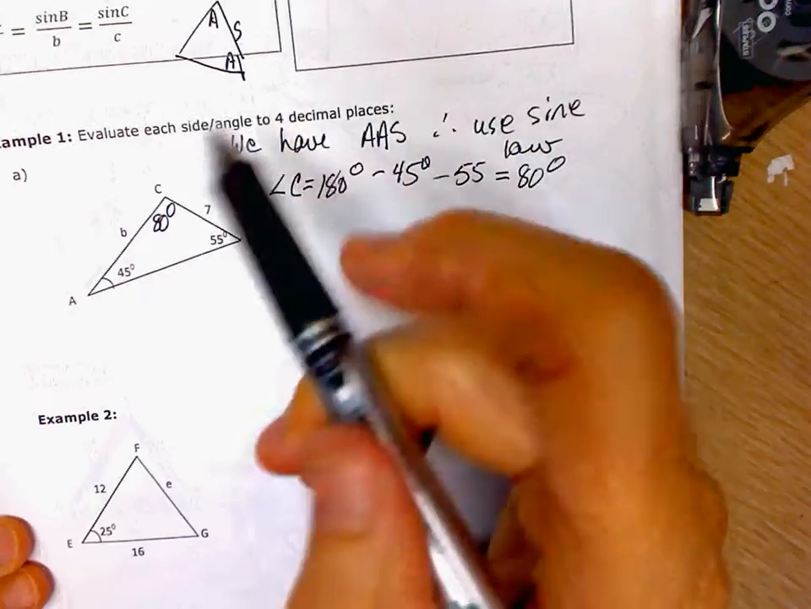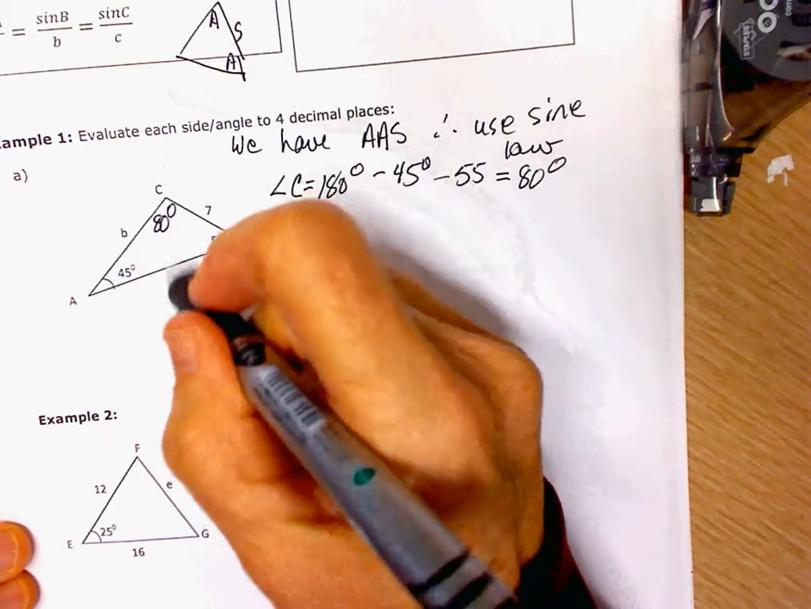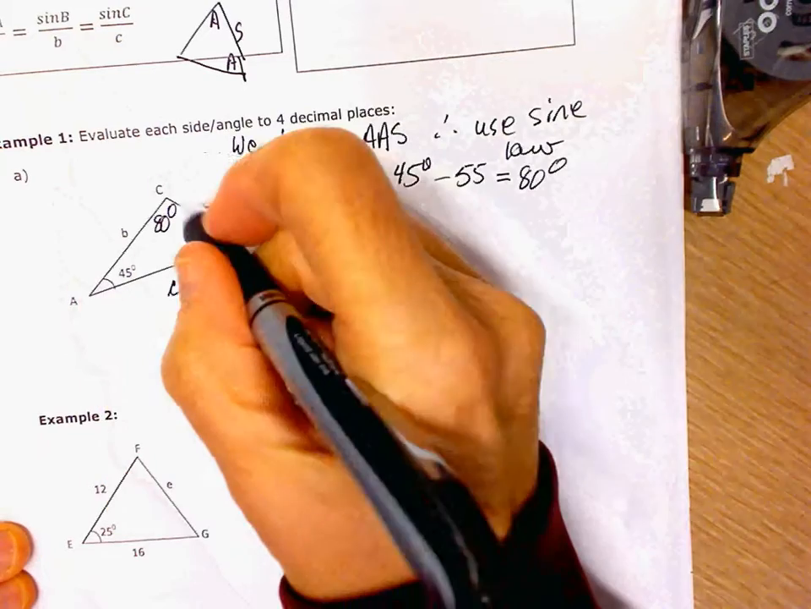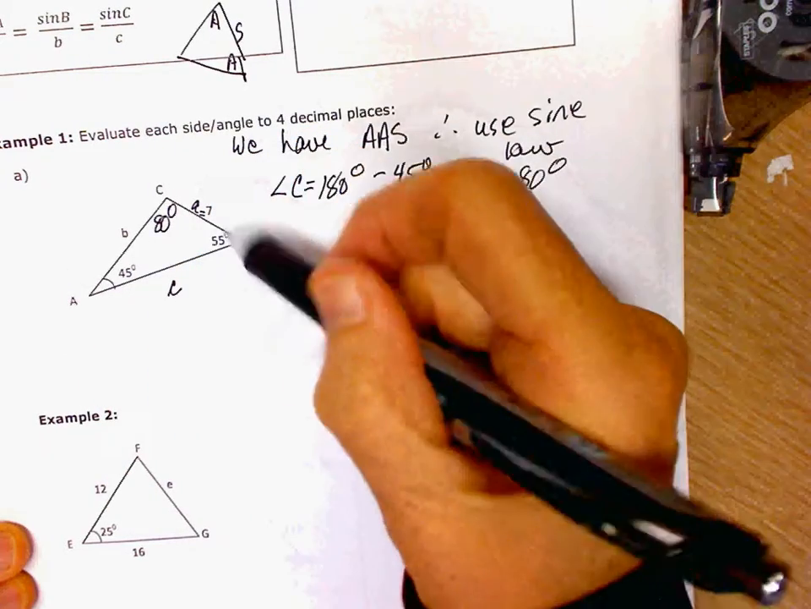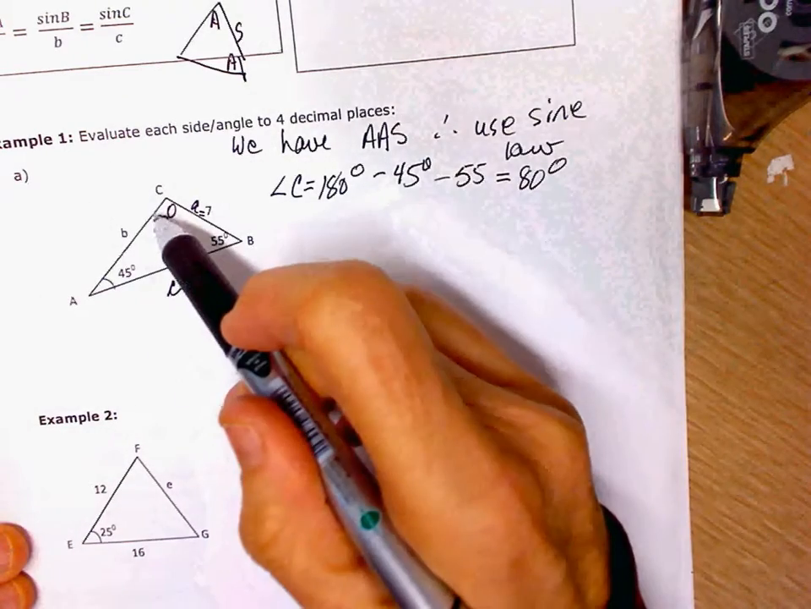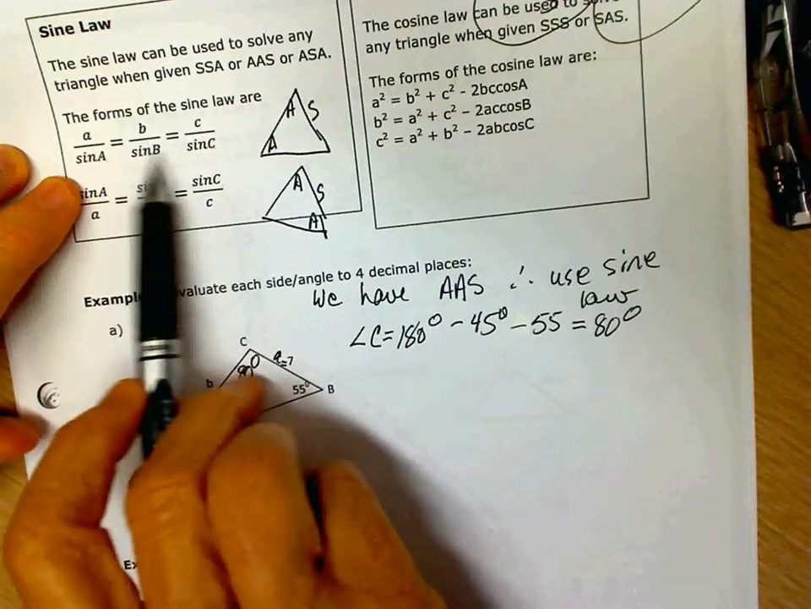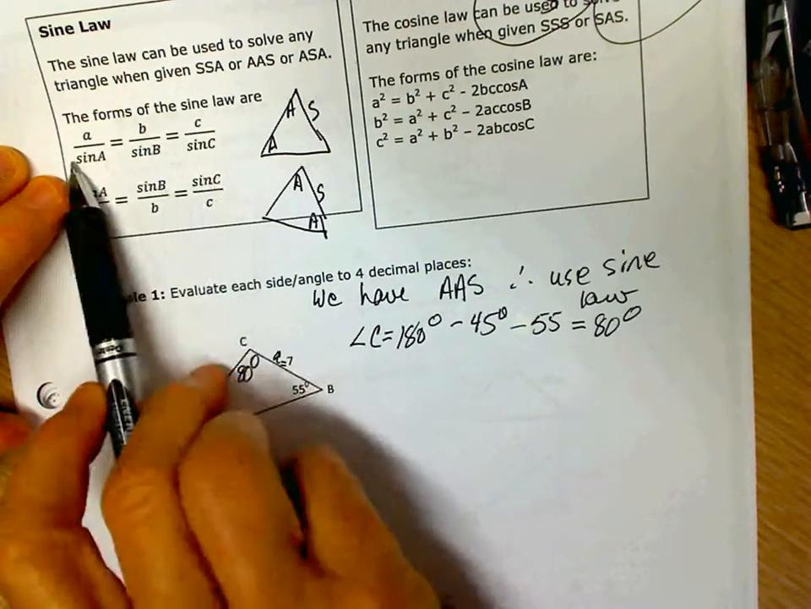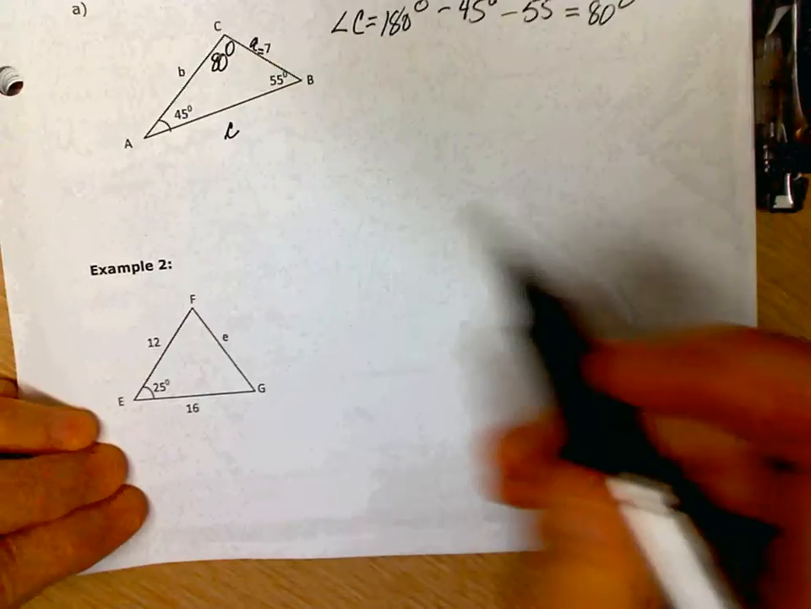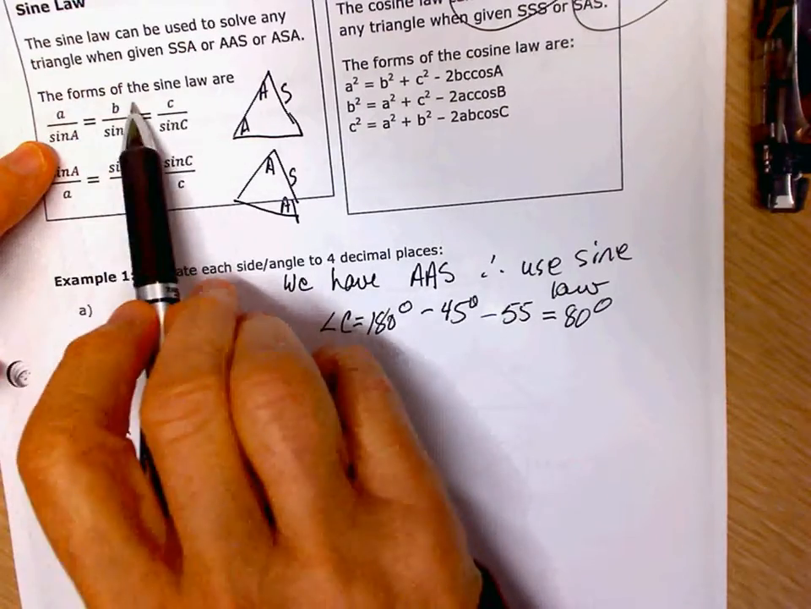Now, if you recall, opposite angle C is side C, opposite angle A is side A, and opposite angle B is side B. Now we have all the angles, so we might as well use this form of the sine law, this one here, because when what we're looking for is on top, it's easier to find.